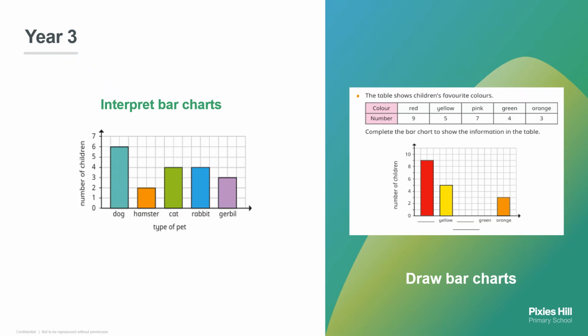In Year 3, the focus is on interpreting bar charts, so reading the data presented and using this to answer questions. For example, here you might ask how many more children had a dog than a hamster. For this, children would apply their knowledge of number lines to read the y-axis. They could then either calculate the difference between 6 and 2, alternatively, they could count up or back along the y-axis as they did on number lines in previous years. 1, 2, 3, 4. To draw bar charts, children are taught to read the data presented and then use the intervals shown on the y-axis to plot their chart correctly.